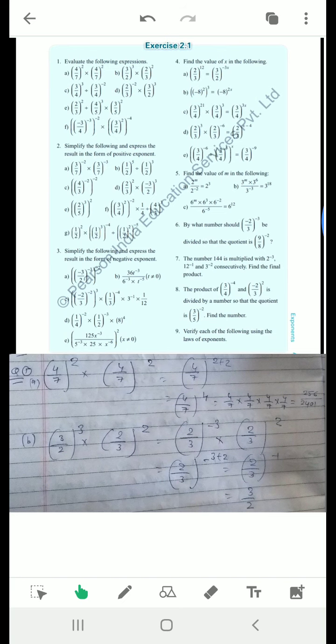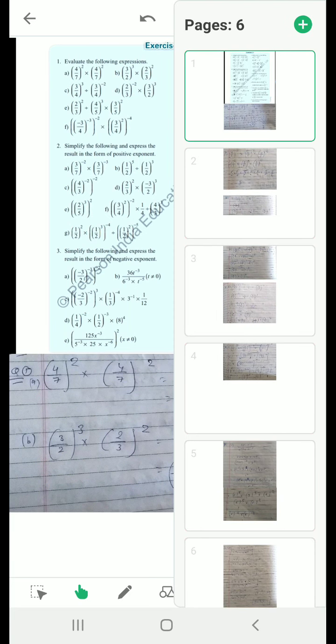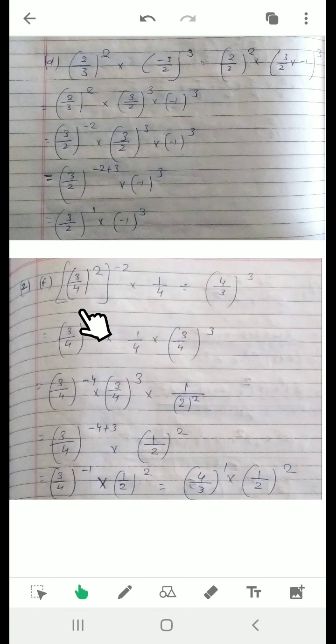F I have solved, and then Z you have to solve yourself. Look upon F. 3 upon 4 power 2 power minus 2. The powers raised to powers will be multiplied, then it will be minus 4. Now here it is divide, this divide will be converted into multiply, then I will write 4 upon 3 as 3 upon 4. Here also we will not put negative power because we converted divide into multiply, so it will be reciprocal. Okay, now you can see that this is 3 upon 4, this is also 3 upon 4.